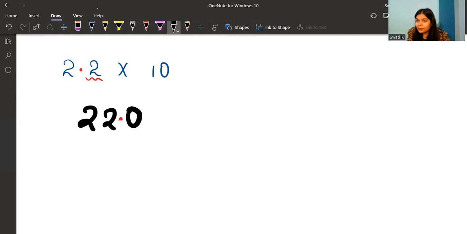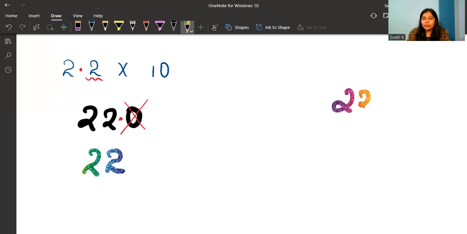Now there is one very important piece of information about decimal numbers: whenever you see a zero after the decimal number but present at the end only, not in the middle, it has no value. So even if you remove this zero, it's okay. Even if you keep the zero, it's okay. But it's better if you write 22.0 as 22 only.